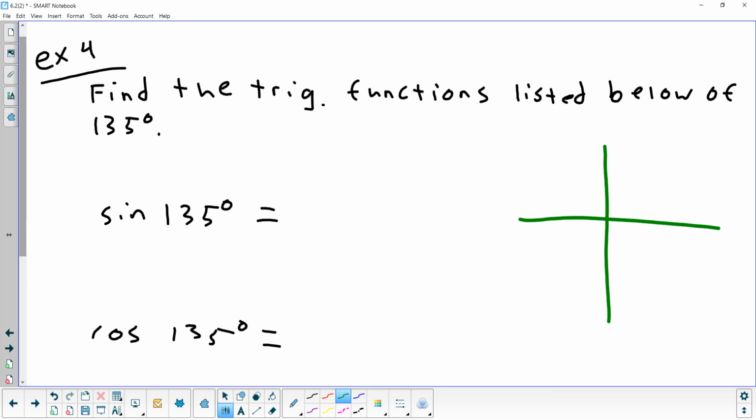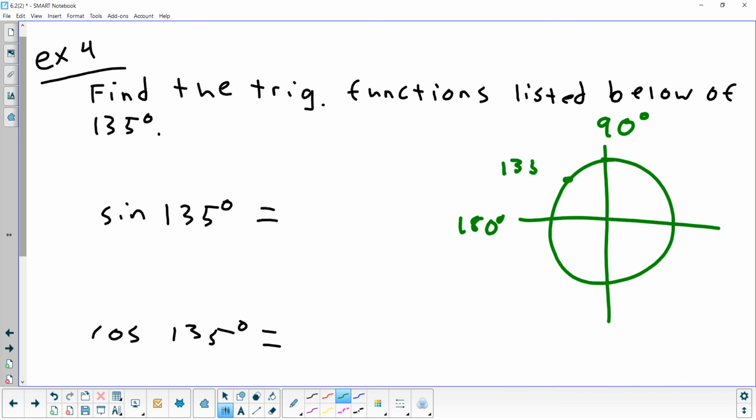So let's think about 135. Is that going to be a multiple of 30? Or is that a multiple of 45? Yeah, 45. I like those better because then both the x and the y are the same, except for the positive or negative on the coordinate. Since it's a multiple of 45, that means it's exactly halfway between the 90 and the 135. So here's your x, here's your y.